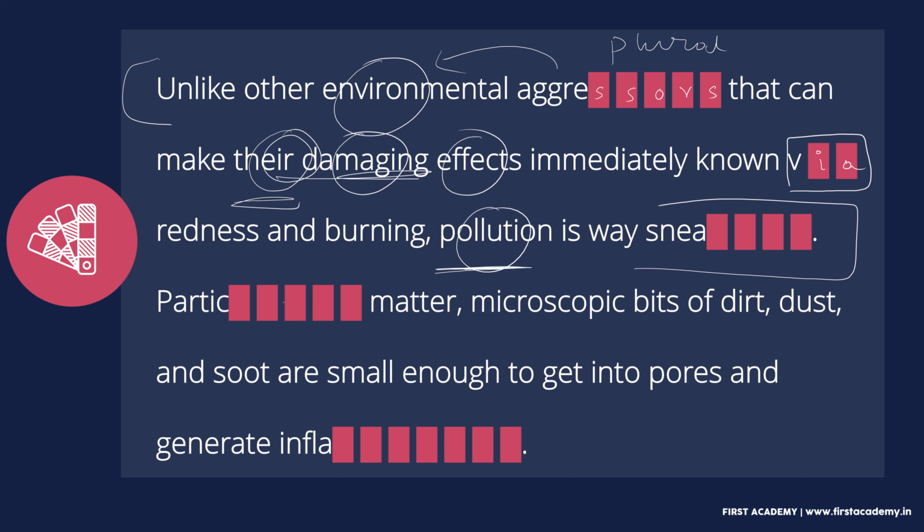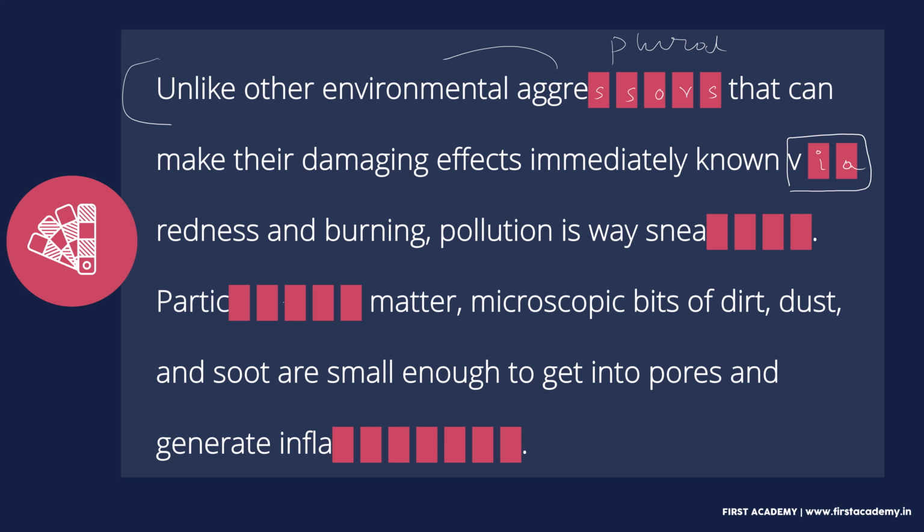Pollution now is way dash. Now we are looking at something that is comparative, is way. They're comparing pollution with other environmental aggressors. So what do the other environmental aggressors do? They make their damaging effects immediately known. So this means that pollution does not allow the effects to be immediately known. So pollution hides its effects. So how does pollution hide its effects? And what do you call something that hides its effects?